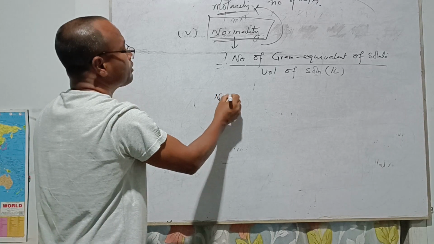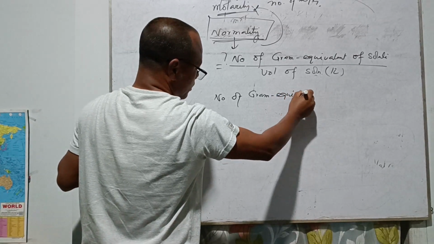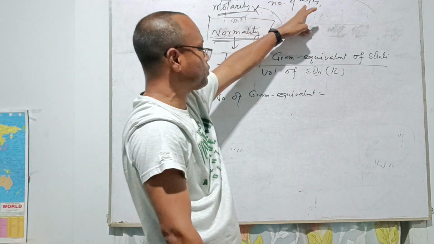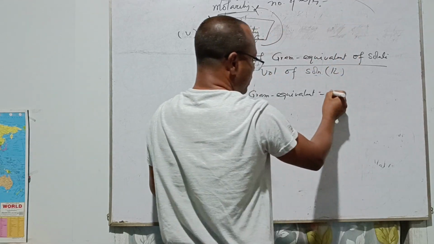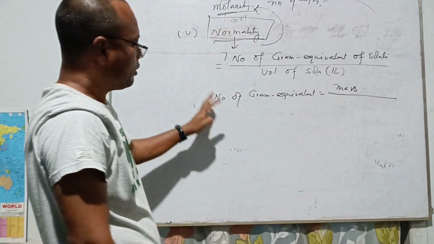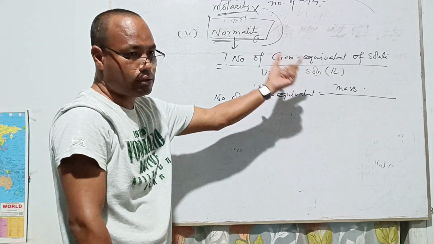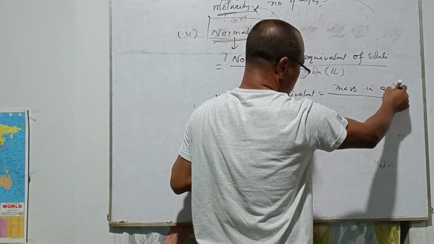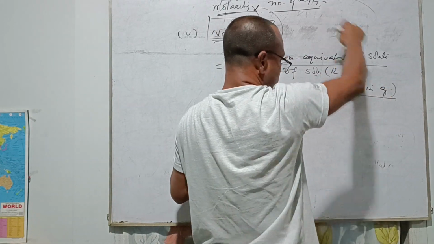Now I write the number of gram equivalent. The similarity is that when we calculate the number of moles of the solute, we require the mass of the solute. That means we require the mass of any given substance. So when we calculate the number of gram equivalent of the given substance, we require the mass of the given substance in gram. That was also the same with the number of moles.